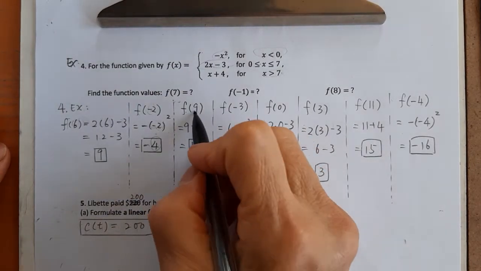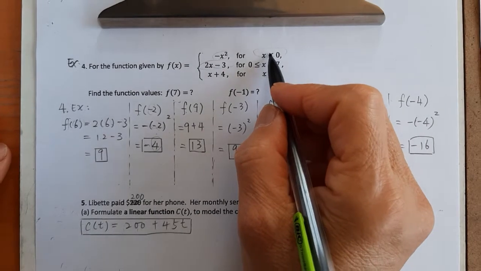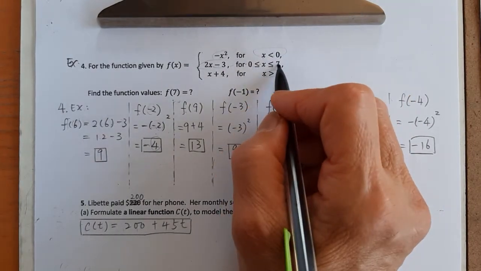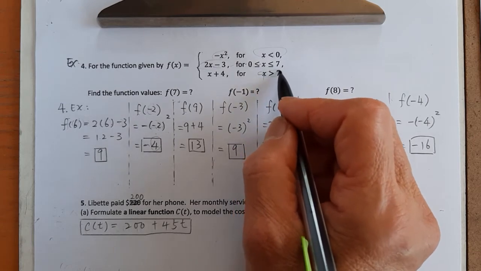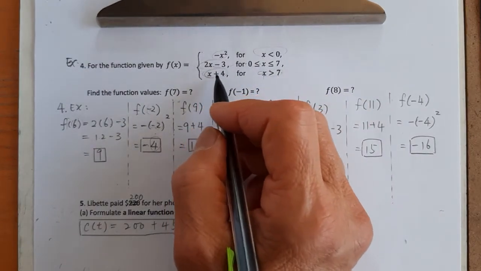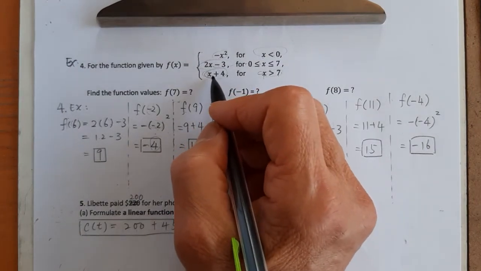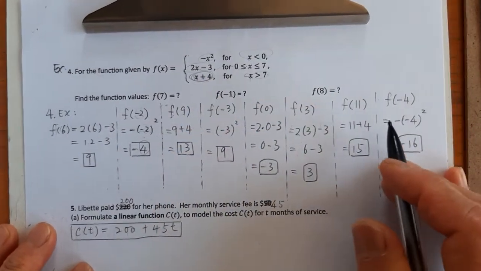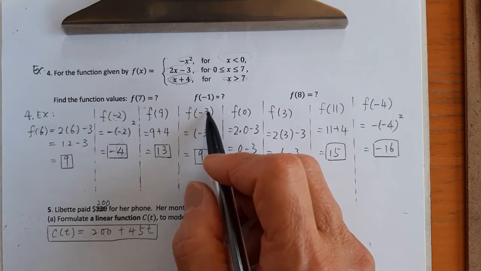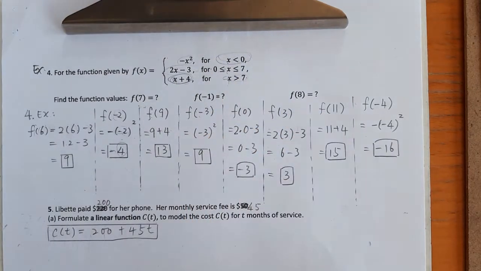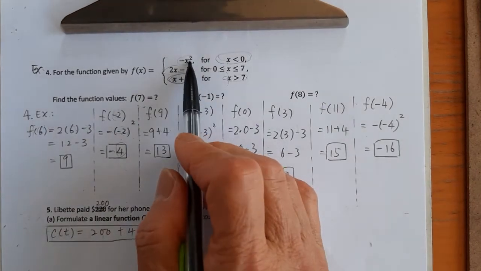F of 9. With 9, you check it. Is 9 less than 0? No. Is 9 between 0 and 7? No. Is 9 greater than 7? Yes. So use the third function. 9 plus 4 gets 13. 9 is plugged into the third function. Then f of negative 3. Negative 3, you check: negative 3 is less than 0. True. So use the first function.